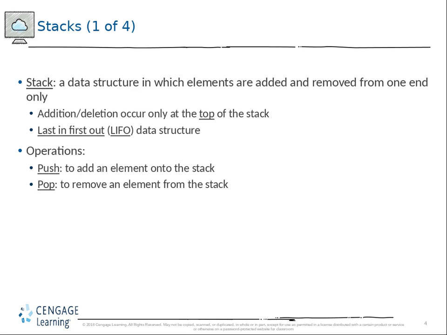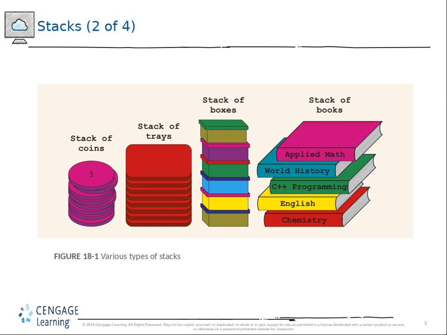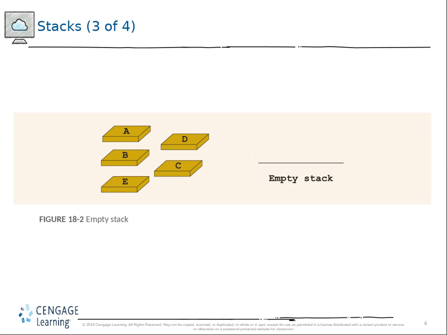So the idea is you put something on top of the stack and then you remove from the top of the stack. In other words, you're only looking at the top. Last in, first out. So the last item into the stack is the first one to come out when you start removing them. Hey, it's LIFO. We've got a stack of coins, a stack of trays, stacks of boxes, a stack of books. Okay, I'm so glad we know about stacks. Hey, look, an empty stack.